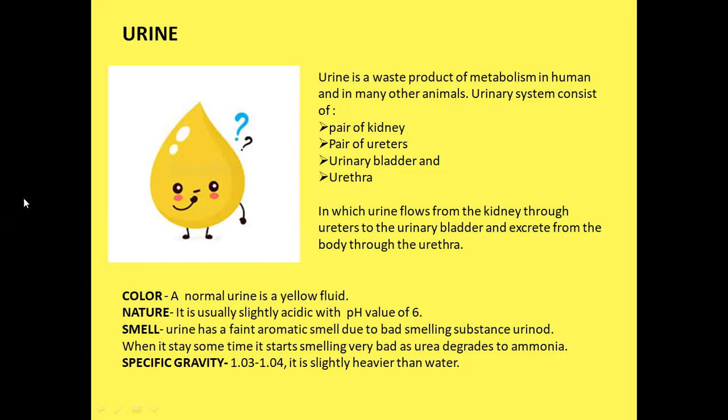The urinary system consists of a pair of kidneys, ureters, urinary bladder, etc., in which urine flows out from the kidney first to the urinary bladder and is excreted from the body through the urethra. So what is the color of urine? The normal color of urine is yellow. What is its nature? It is usually slightly acidic with a pH value of 6.